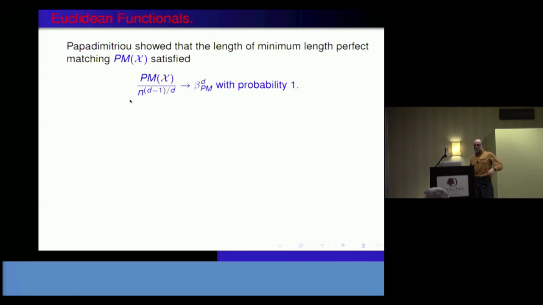Papadimitriou looked at the proof, at least this is what I'm guessing, he looked at the proof and saw that you could push it through for matchings. And so he proved that for the perfect matching problem in the unit square, or the unit d-cube, there's a beta. And it's the same beta times square root n, and we'll call that one beta perfect matching.